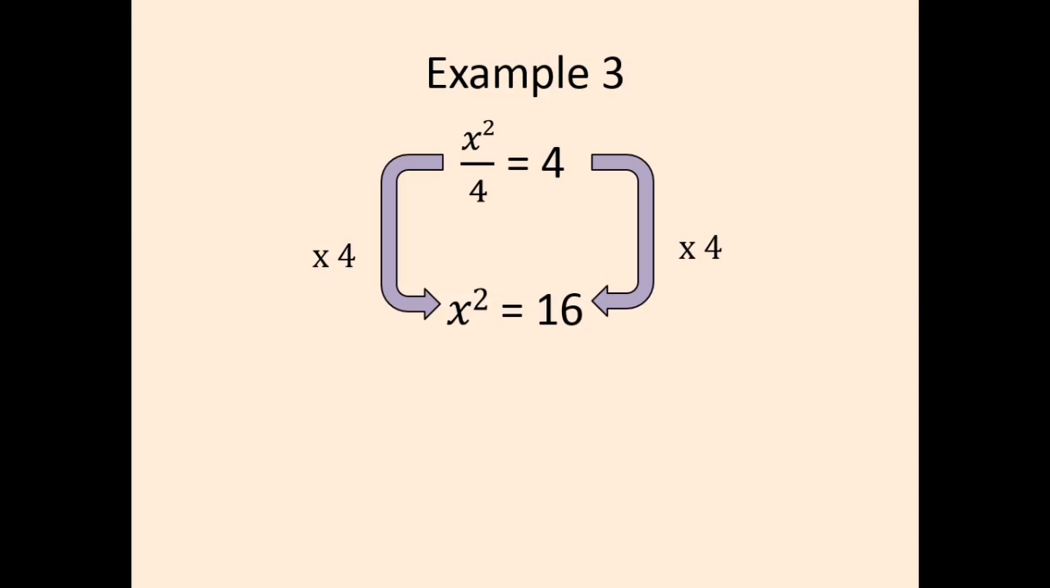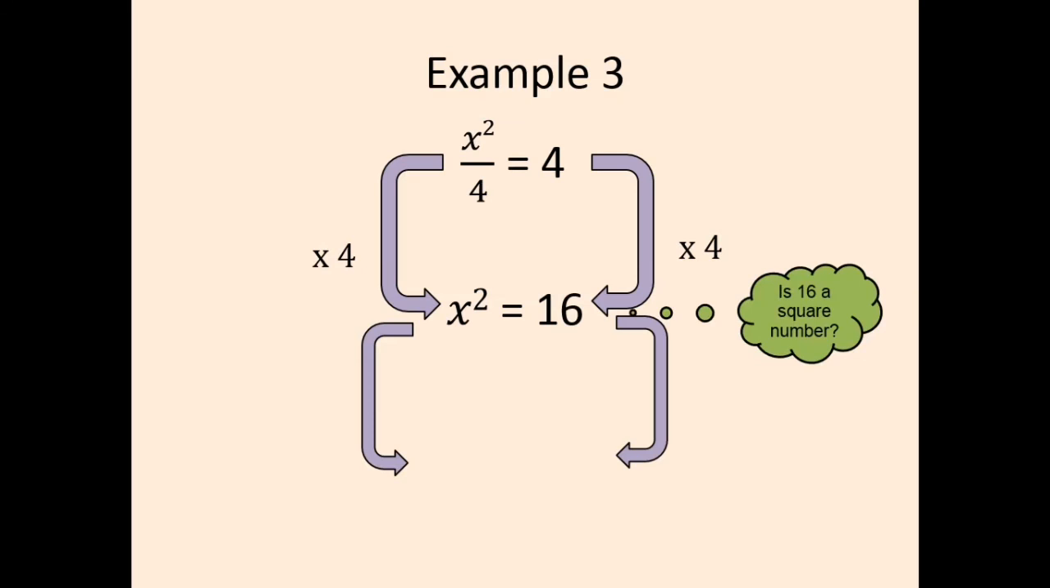Now from here, x squared is equal to 16 is similar to example number 1. X squared is equal to 16. Is 16 a square number? Of course it is. So what does that mean? I can square root both sides. Well, the square root of x squared, they're two inverses, it just gives me the letter x. And the square root of 16 is 4 or minus 4. Why? Because 4 times 4 is 16, but also minus 4 times minus 4 gives me positive 16. So please make a note of that. Remember, if you square root a square number, you're going to have a positive and a negative.